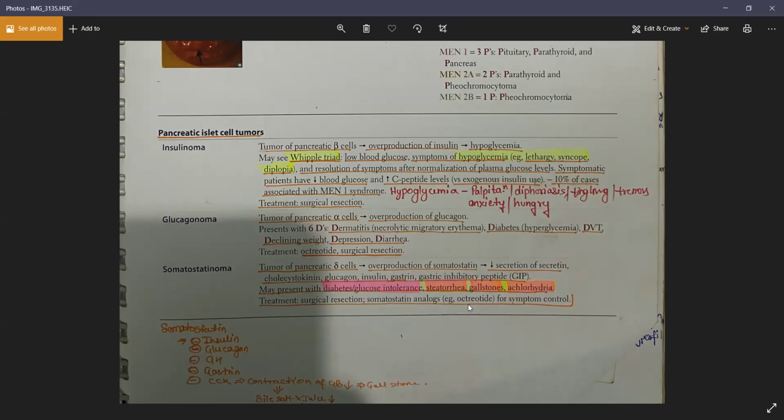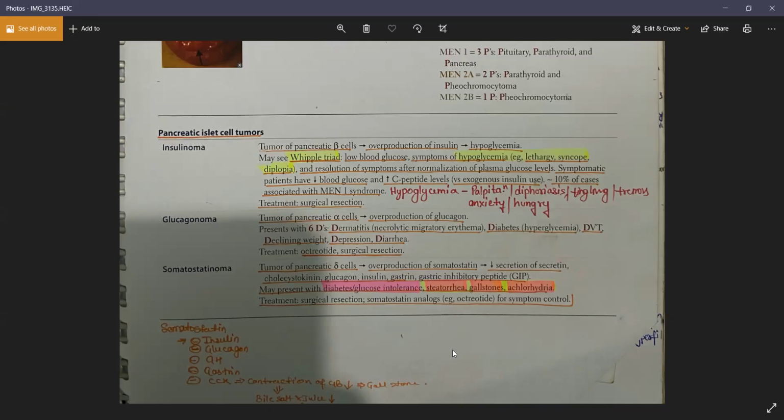So you need to remember this octreotide. I know it is very confusing, giving somatostatin analogs in somatostatinoma, but we use that.